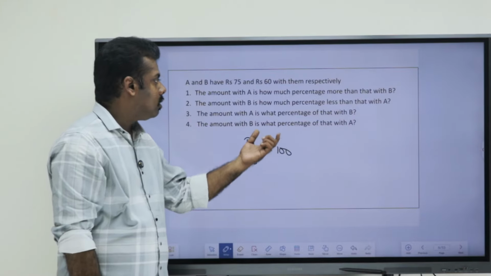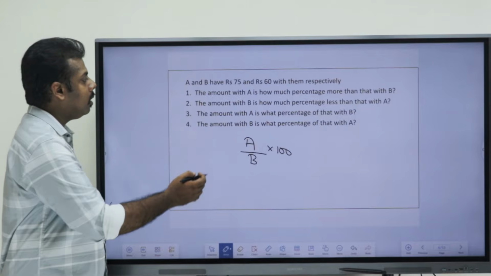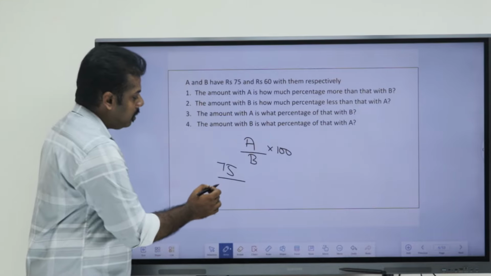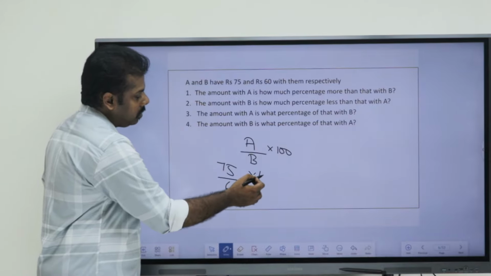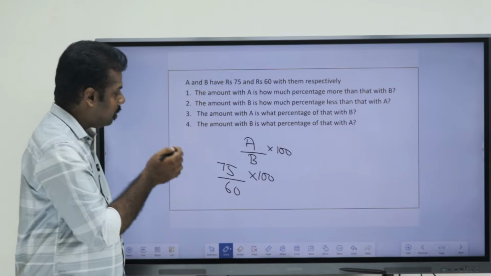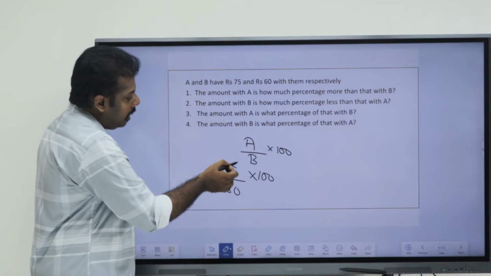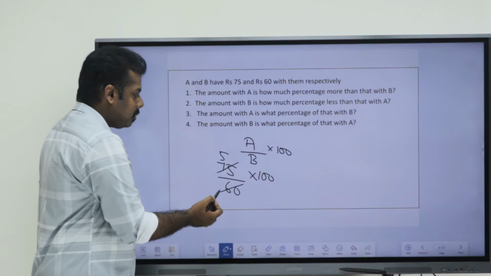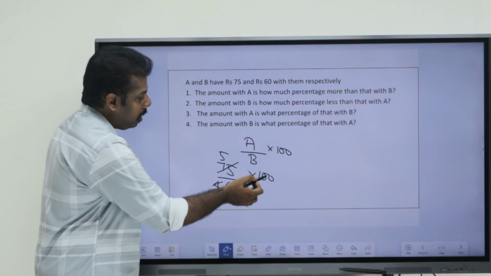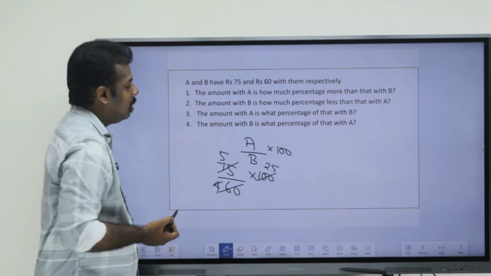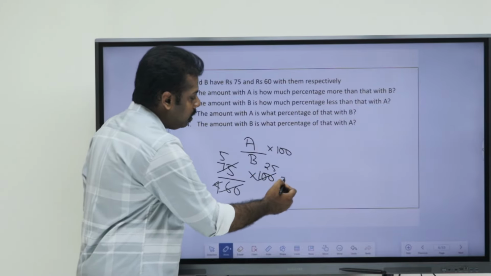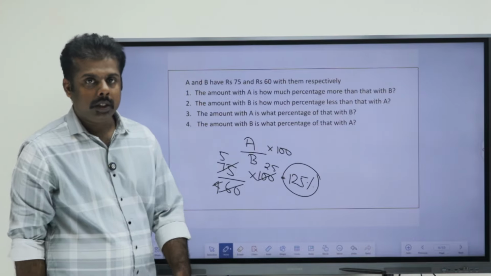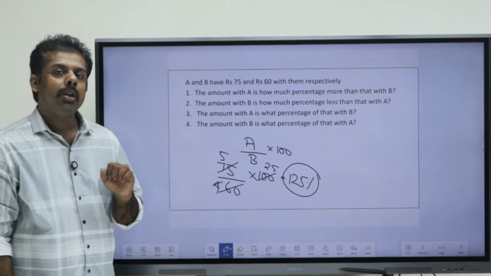If you are using the values, the value of A is what here? 75. B's value is what? 60, into 100. Now, just do the calculation part here. As we can see, in 75 and 60 we have a common factor of 15. So this will go 5 times, this will go 4 times. 100 by 4 gives us what? 25. So 5 into 25 is what? 125 percentage. So the value of A is 125 percentage. I hope that you got this as well.